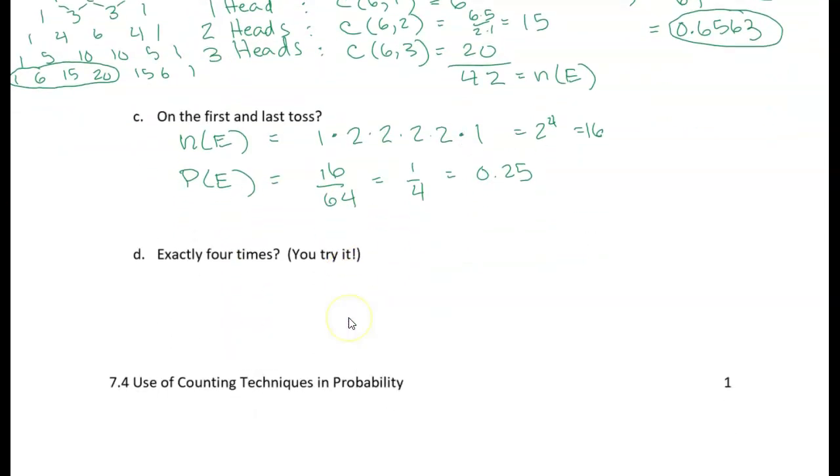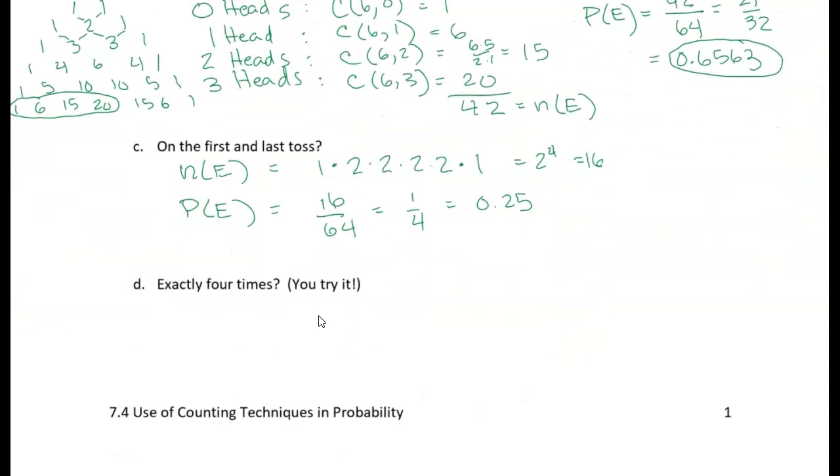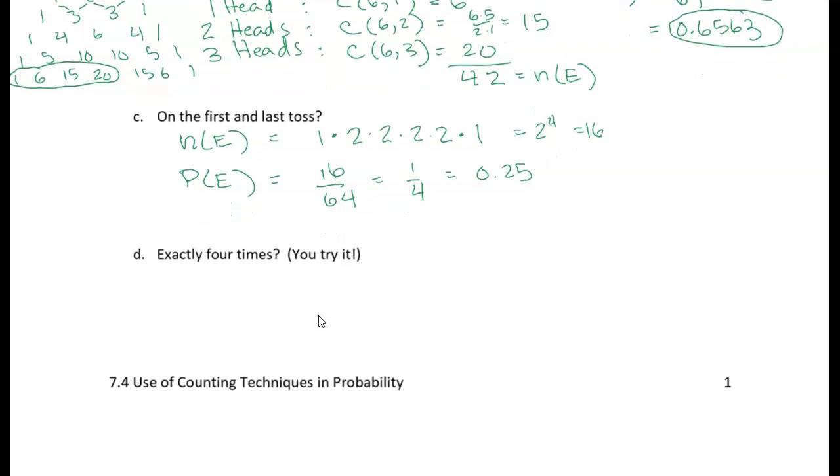All right. Well, this is where you might want to stop the video and try this yourself. We did exactly 3 heads up here, right? And so this one's asking, what's the probability of getting exactly 4 heads? So you can pause the video. Otherwise, I'm going to go ahead and go through it. All right. So we want to know how many ways can this happen? How many ways can we get exactly 4 heads?